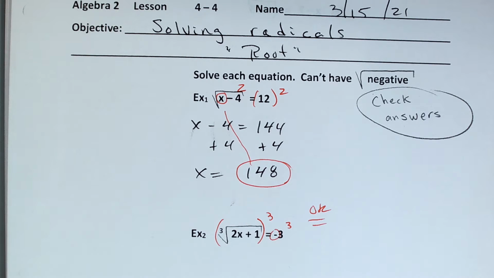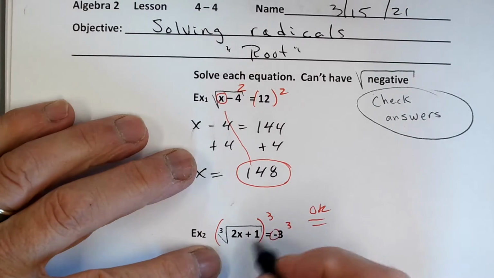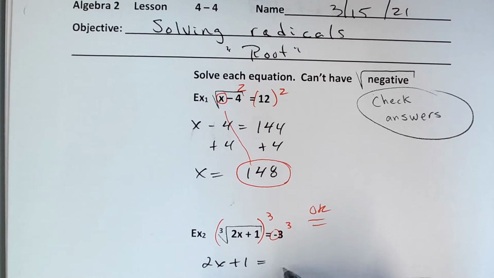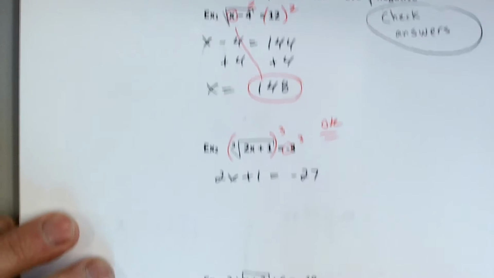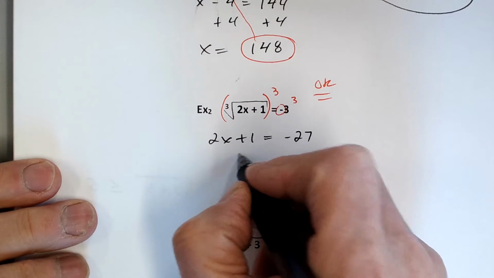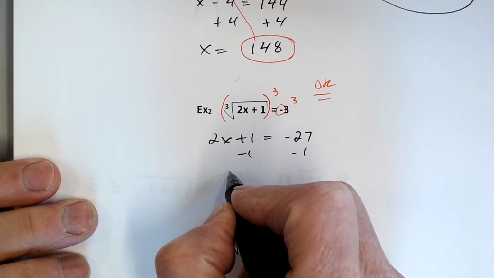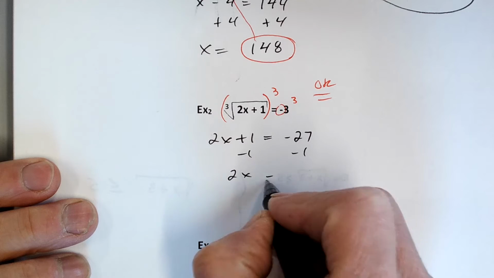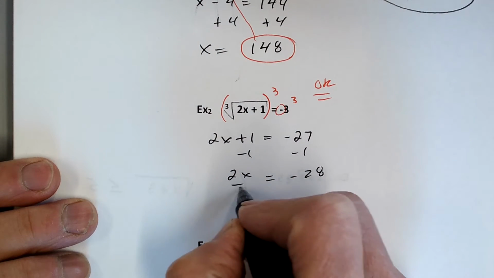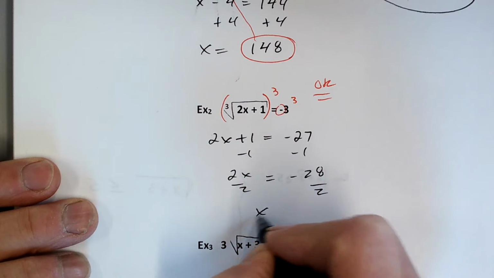So I'm going to go the cube root of x cubed, and so they cancel. I'm left with a 2x plus 1 equals negative 3 cubed, which is negative 3 times negative 3 times negative 3, which is a negative 27, right? And then I'm just going to keep solving there. Minus 1, 2x equals negative 28. Divide by 2, and I get a negative 14.